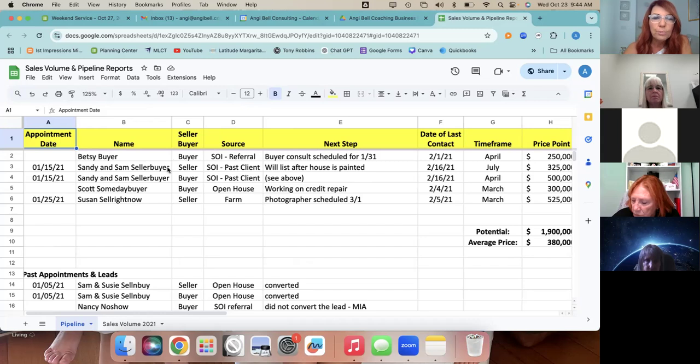And so as you put them in, you want to categorize whether they're sellers or buyers. Now you'll notice that Sandy and Sam are on here twice because that's 2 separate transactions. And they may not happen at the same time, so I need to track them separately. So this will help me determine as the year goes on what percentage of my leads are coming from buyers and sellers. Now, the next thing here is the source.